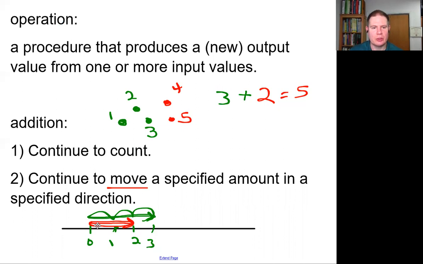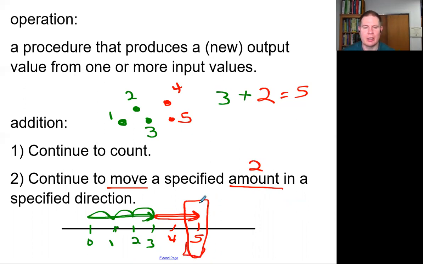instead of starting over at 0, just like with counting, instead of starting over 1, 2, 3, 4, 5, I've gone 3, and then I'm continuing on 4, 5, right? So this distance of 3, continuing to move how far? This specified amount, in this case, 2. I've gone 2 beyond where I started. 2 beyond 3 arrives at 5, right? And that's how we know the sum is 5.